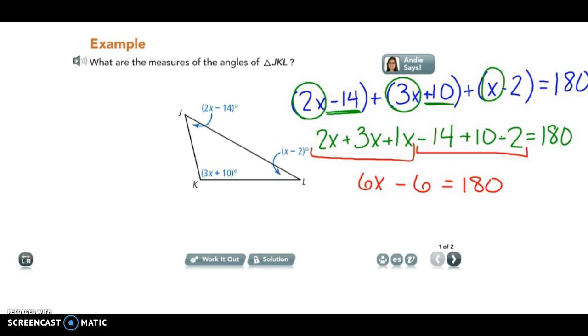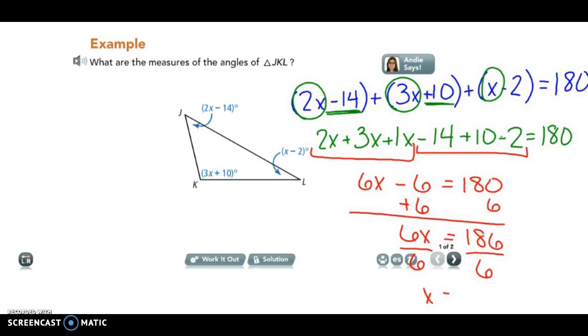Okay, so now we're just going to undo. First we undo addition or subtraction, so I'm going to undo it by doing the opposite. So here I have 186 equals 6x. This is being multiplied, my 6 times my x, so I'm going to undo it by dividing. So I'm going to divide, and x is going to equal 31.